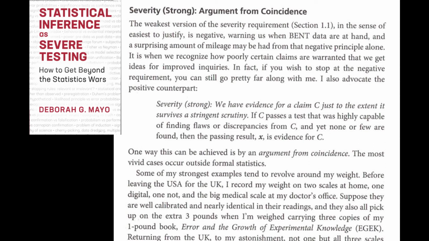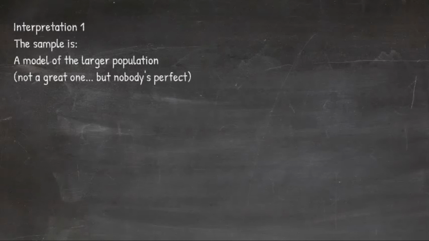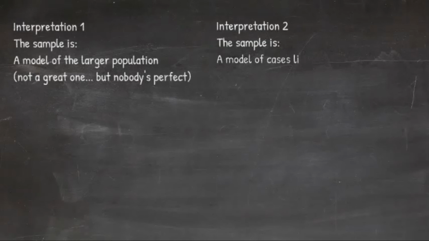Now let's say we have two options. We can interpret our research in terms of the larger population to which ideally we would like to generalize, or we could interpret our research in terms of generalizing only to cases that are like the cases that we have in our research. So we're limiting ourselves in our interpretation. Let's take these as our two options and see how they fare.